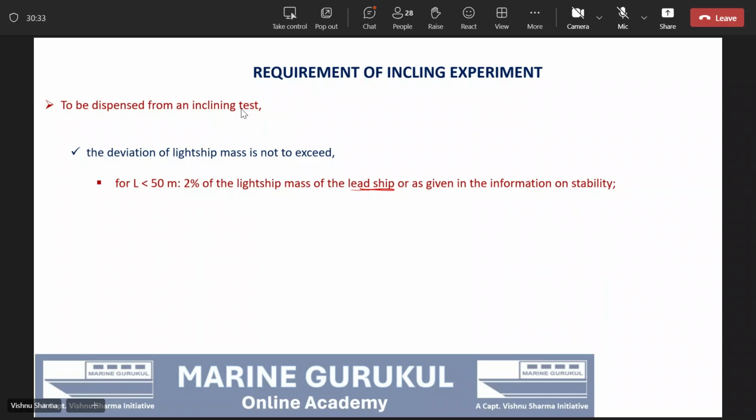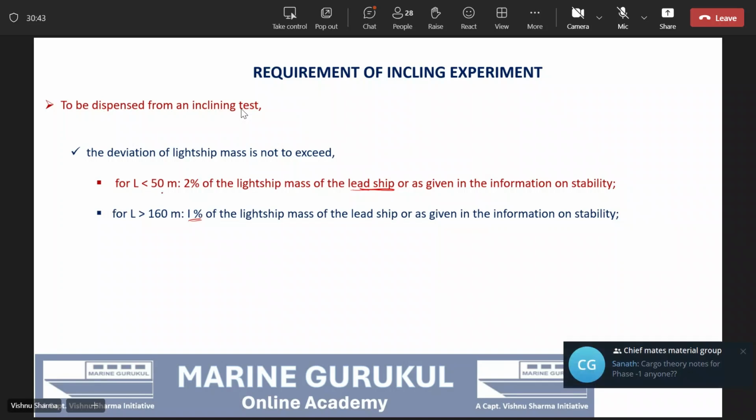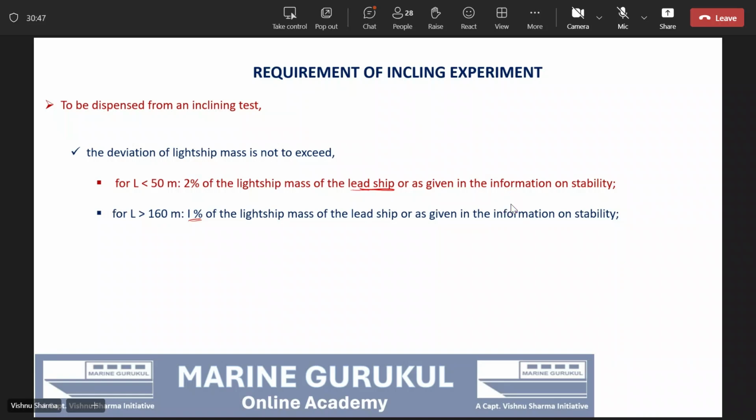If the length is greater than 160, sorry, this tolerance limit comes down to 1%. And if the length is anything between 50 to 160, then you have to determine it by linear interpolation between 1% and 2%. Have you understood this? What am I trying to say? Or do you have any questions to ask, guys? Let me know.